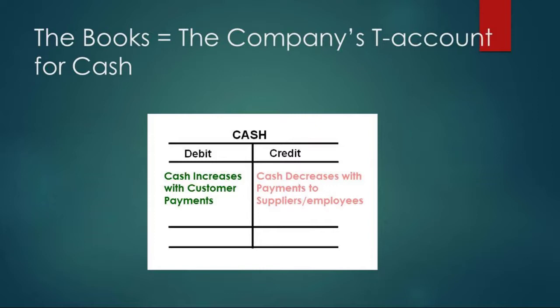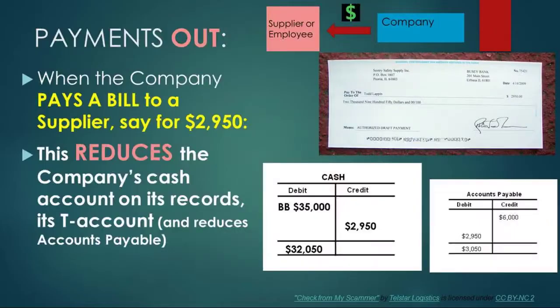So how does money increase the cash account? By customer payments. How does money go out of the cash account? Payments to suppliers or employees. Increases are debits, decreases are credits. Now there's other ways of increasing the cash account. The company could receive money from stockholders. If they issue stock, you're going to debit cash and credit common stock. There's other ways to reduce the cash account. You could credit the cash account to pay your taxes. So there's other ways, but these are the two ways we're going to discuss today in this example of the bank reconciliation.